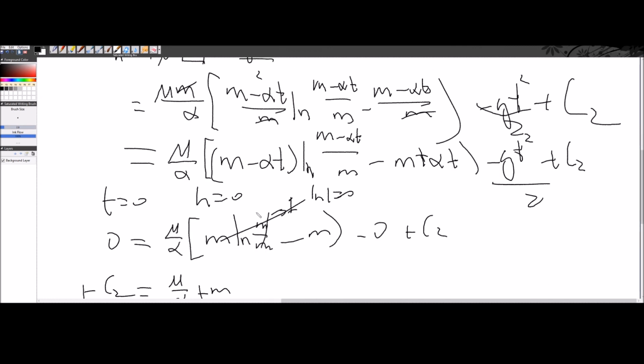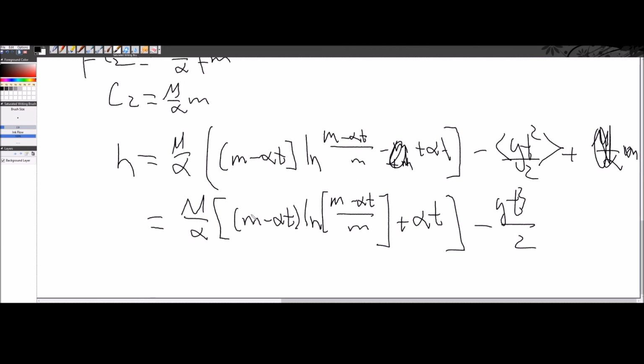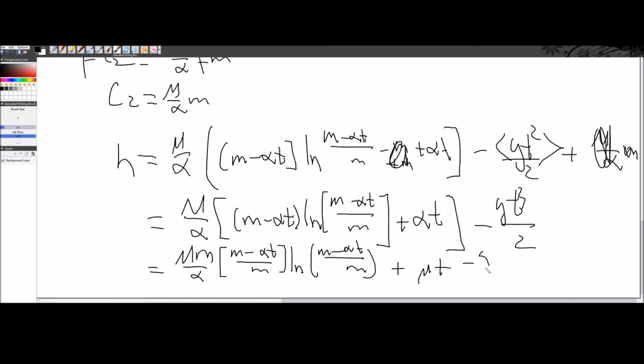All right. Now, just in case, we want to expand this and put the m back here because you can express it in easier terms. Let's put mu m alpha. It's going to be m minus alpha t over m, right? ln m minus alpha t over m, plus alpha, cancel out, ut minus gt squared over 2.